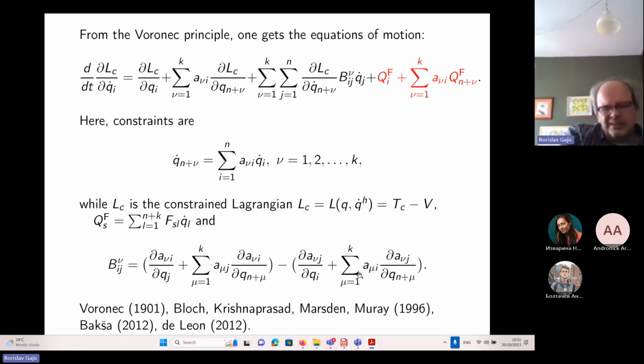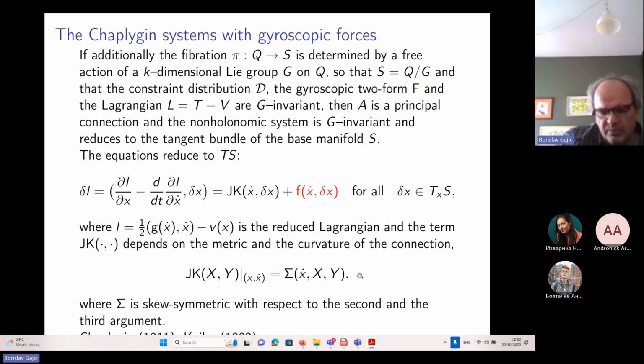Now, consider what Chaplygin did. Chaplygin considered a more specific case, where this fibration is determined by the free action of a k-dimensional group G, such that the quotient manifold S consists of these orbits, with the condition that all objects, the distribution, the gyroscopic two-form and the Lagrangian, are G-invariant. Of course, he considered a case without a gyroscopic term.